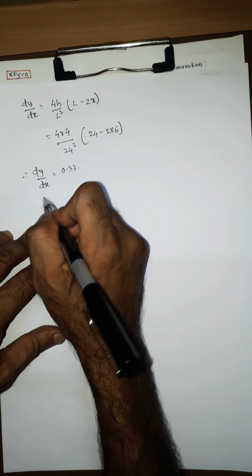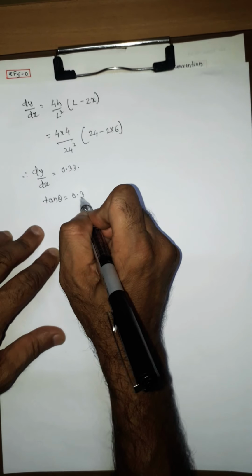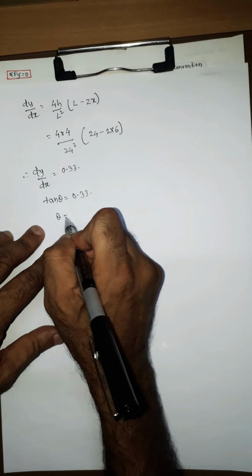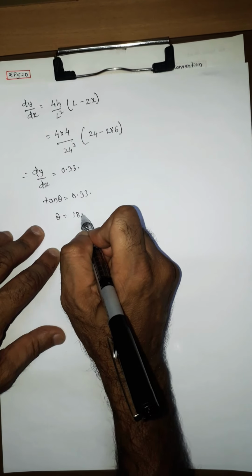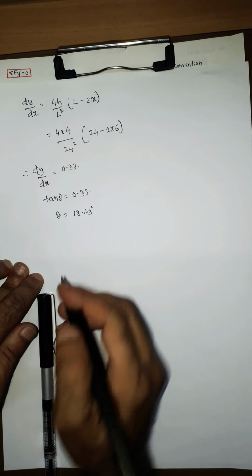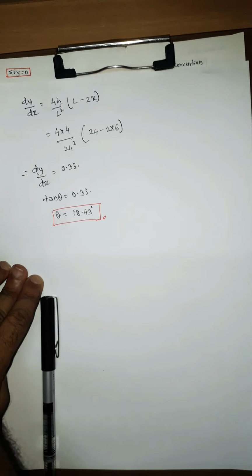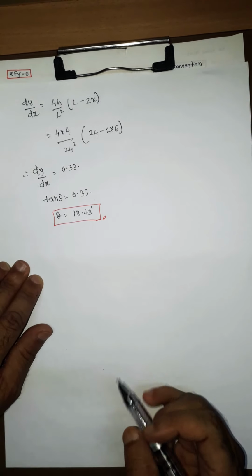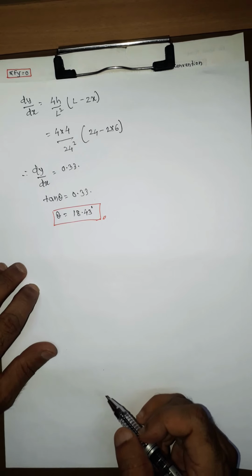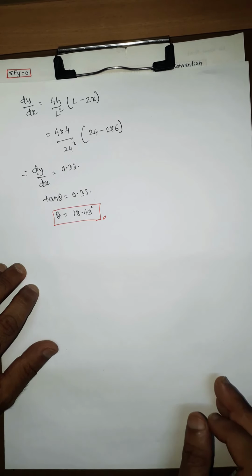Okay, so dy by dx is nothing but tan theta. So tan theta is equal to 0.33. Therefore theta is equal to 18.43. Okay, so theta is equal to 18.43 degree. Now, what they've asked, we have to find out the bending moment at point D.